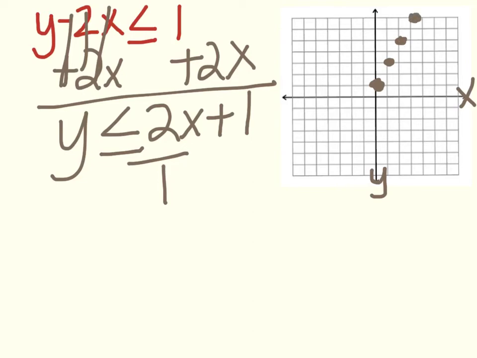Now let's take a look at our sign. There's an equal to: it's less than or equal to. So that means our line needs to be solid, not dashed like it was in the previous example.